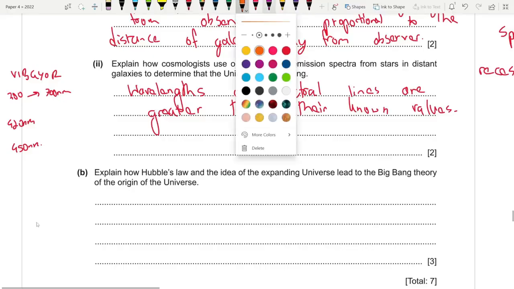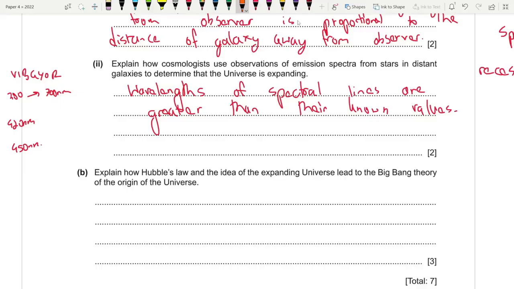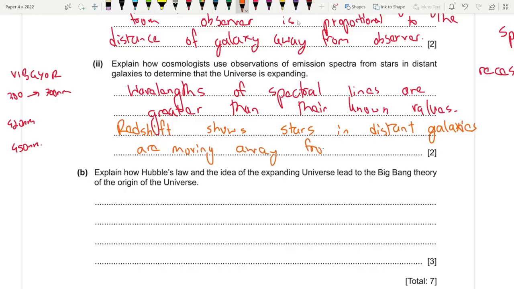Okay. So redshift shows that stars in distant galaxies are moving away from Earth, right?